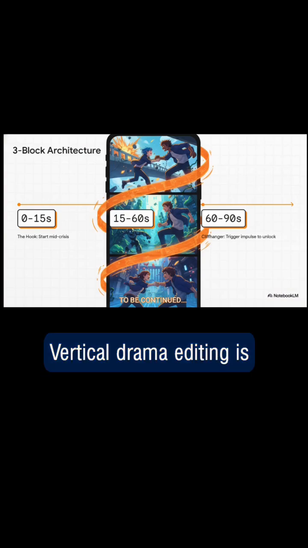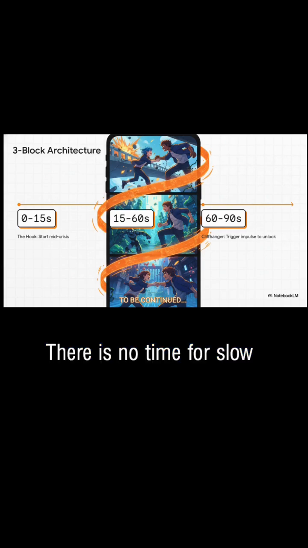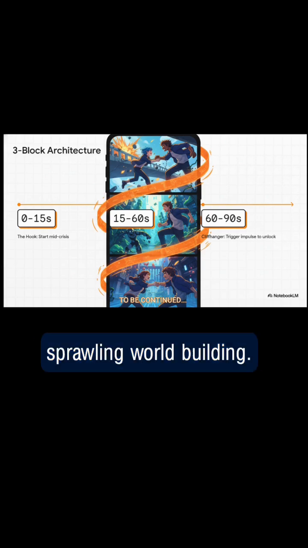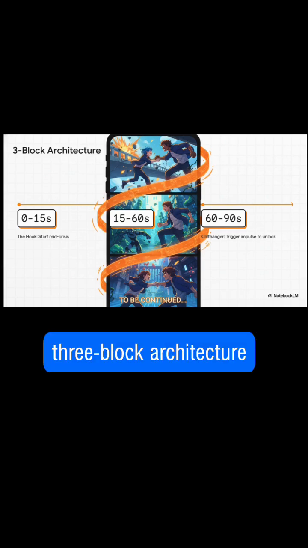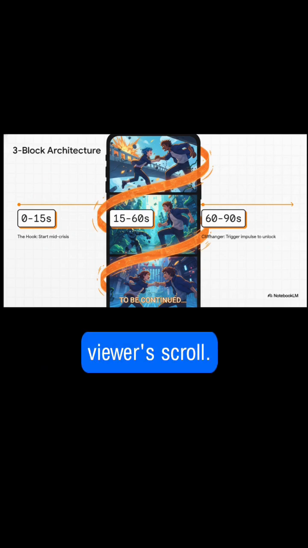Section 5. Post-production and episode structuring. Vertical drama editing is dictated by severe narrative compression. There is no time for slow connective tissue or sprawling world building. You will employ a rigid 3-block architecture for every single 90-second episode. Seconds 0 to 15 represent the hook. You must start mid-crisis to instantly arrest the viewer's scroll.